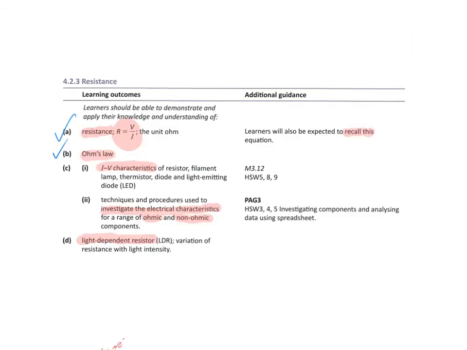So the next thing that we're going to look at is the IV characteristics of a resistor, filament lamp, thermistor, diode, and light emitting diode. To start with, what is an IV characteristic? It's basically how the current and potential difference for any component, so the ones that are mentioned in here, show how the relationship between electric current in a component and the potential difference across it behave. So it's the current, potential difference characteristics of a component.